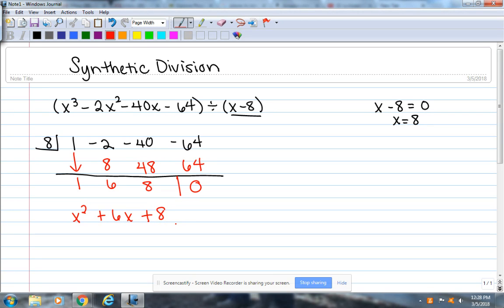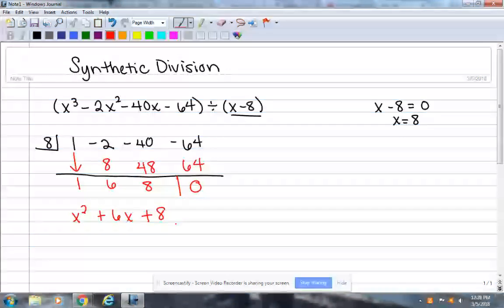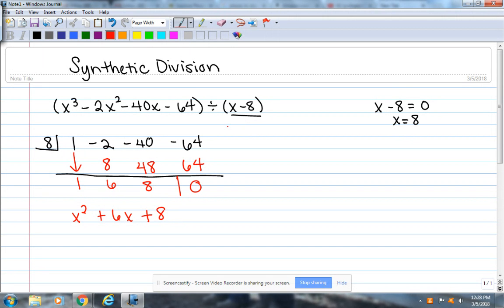They can ask us quite a few things about this. They might ask you to find all the factors for this polynomial. If that's the case, we already know that x minus 8 is a factor. To get the second and third factors, we factor this trinomial. We want to know what multiplies to get 8 and adds to get 6. Those two numbers are 4 and 2. And so our binomial factors are x plus 4 times x plus 2 for that trinomial. And don't forget the x minus 8 from the very beginning.